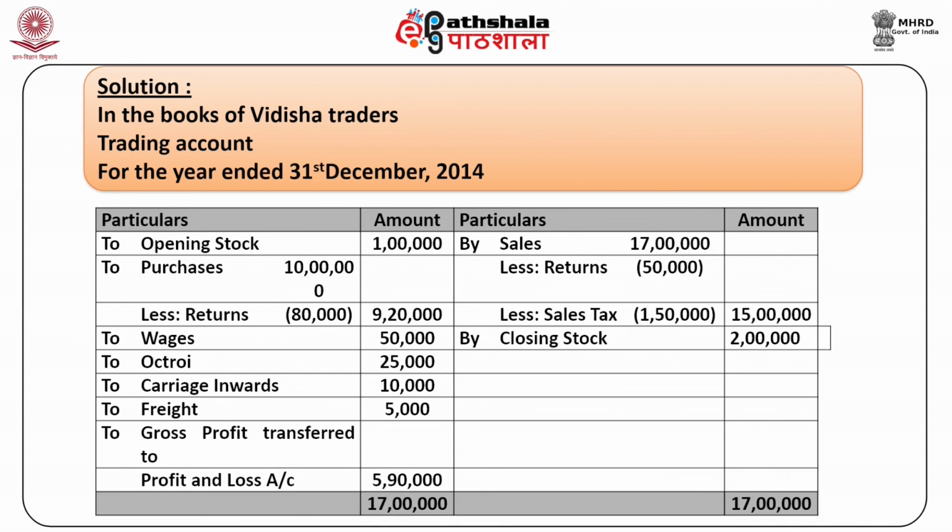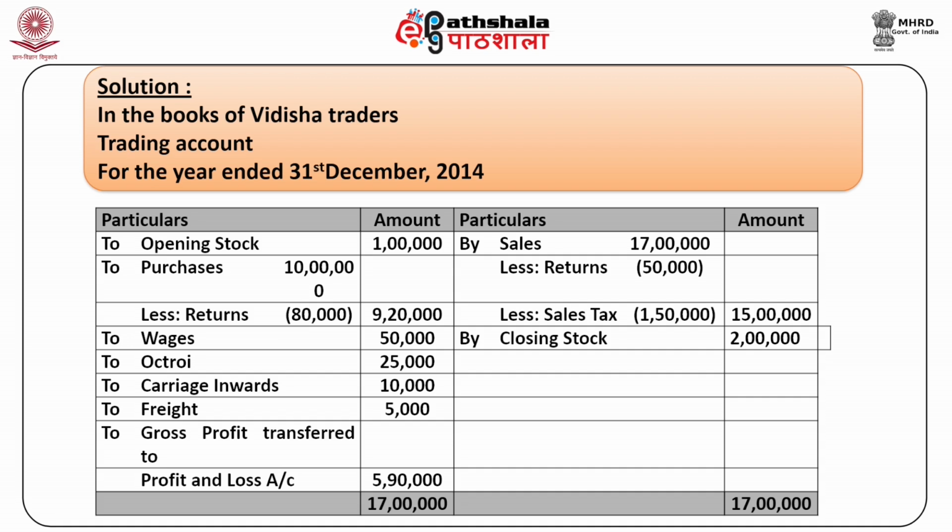In the books of Vidisha Traders, trading account for the year ended 31st December 2014. We will first concentrate on the left hand side. The particulars are to opening stock 1 lakh, to purchases 10 lakhs, deduct from it purchase returns 80,000, which comes to 9,20,000, to wages 50,000, debit octroi 25,000, debit carriage inwards 10,000, debit freight 5,000.